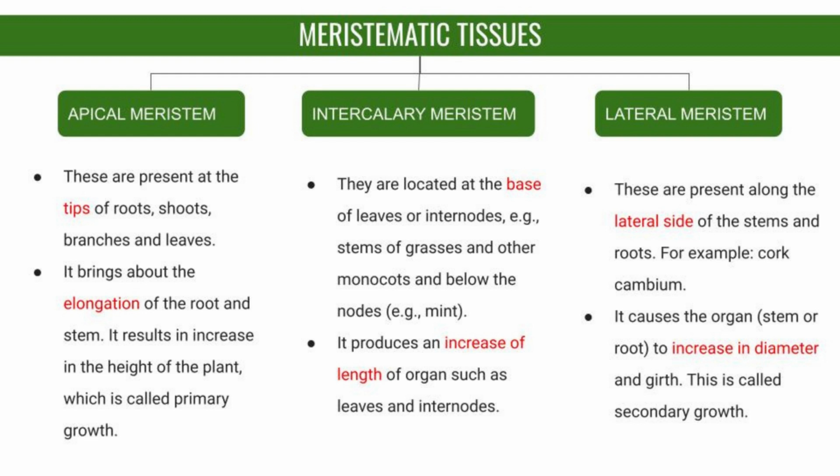Intercalary meristem. They are located at the base of leaves or internodes. Example, stems of grasses and other monocots, and below the nodes. Example, mint. It produces an increase of length of organs such as leaves and internodes.